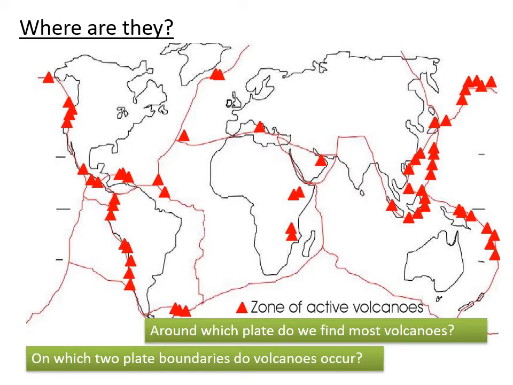So the first thing hopefully you've noticed is that volcanoes occur on plate boundaries. Make my pen a bit thinner. On plate boundaries. Okay, that's the first thing we notice. All of these red lines show us the plate boundaries.